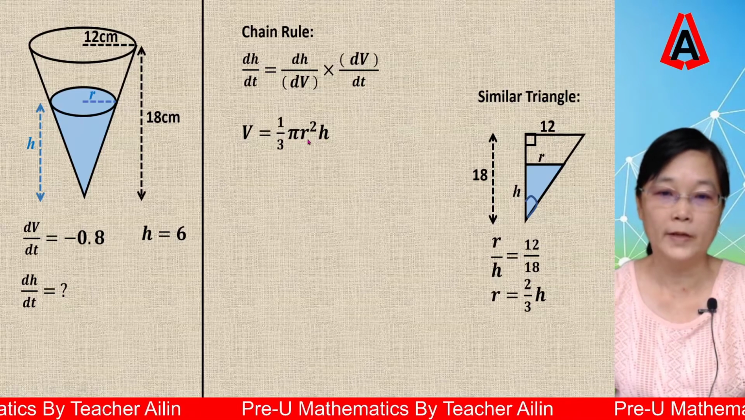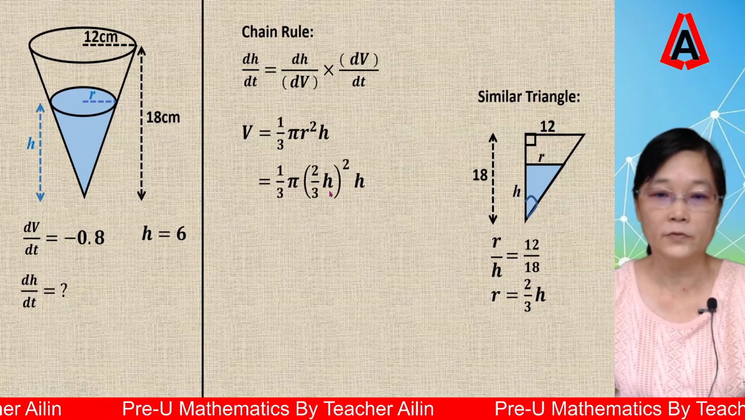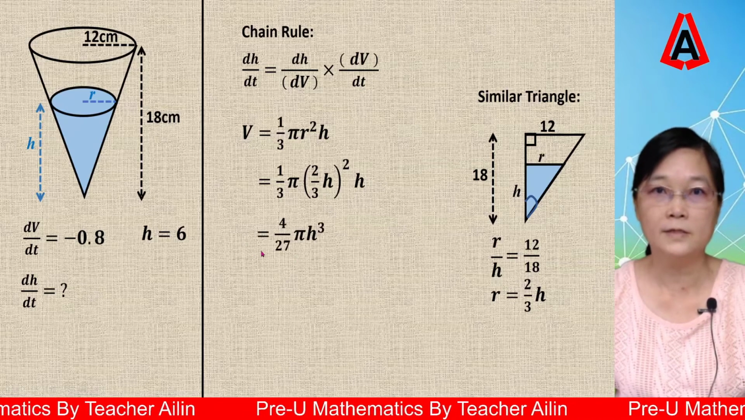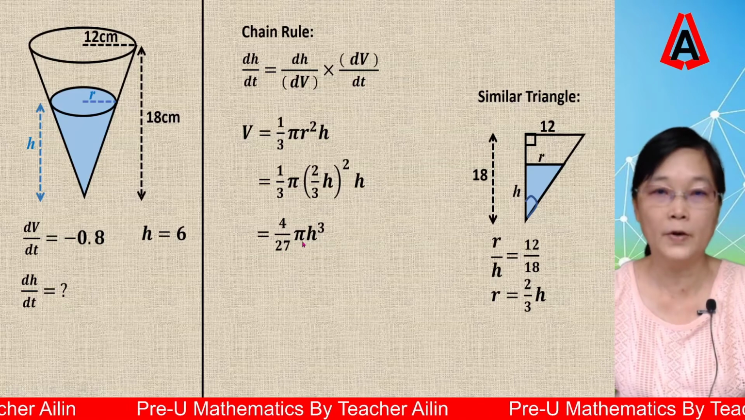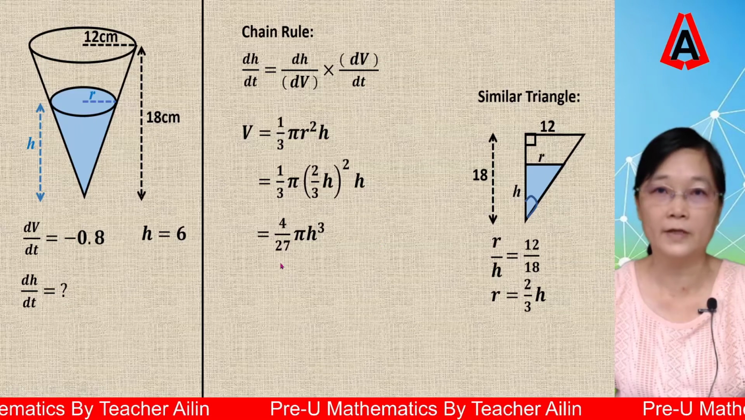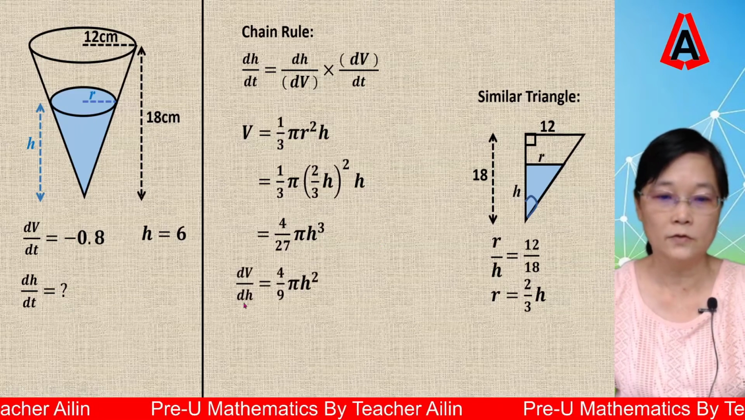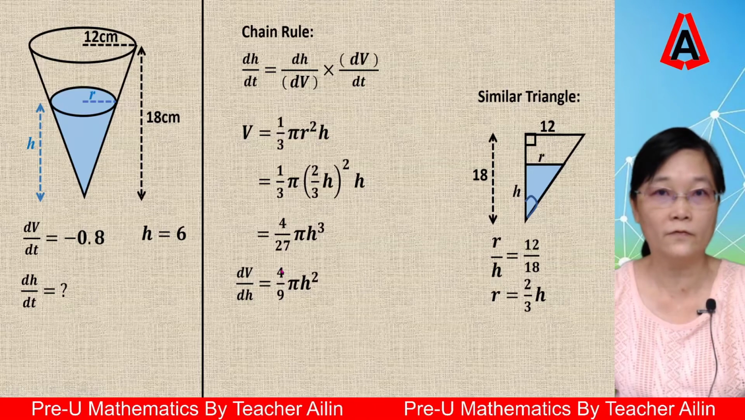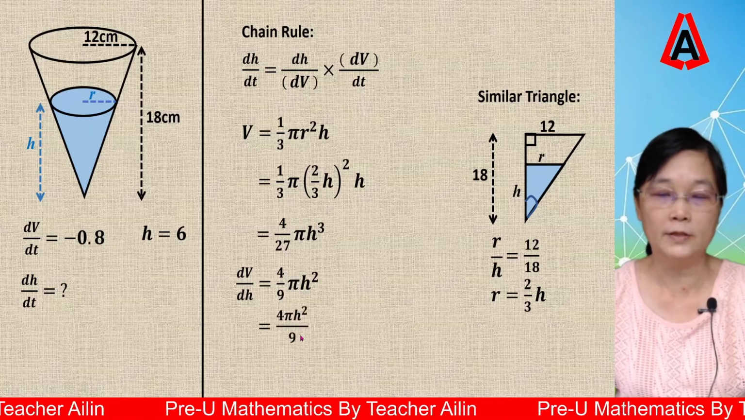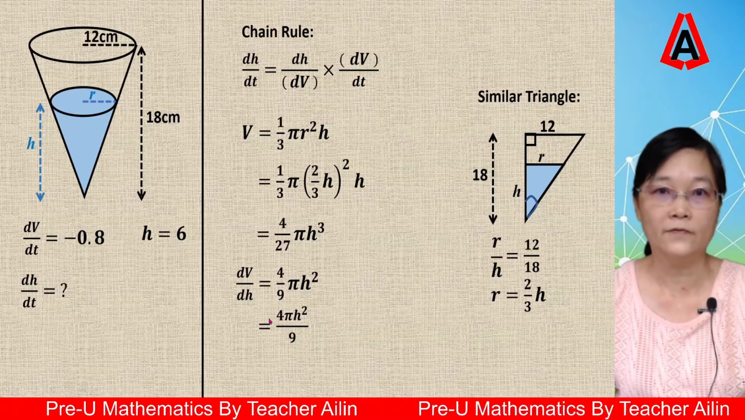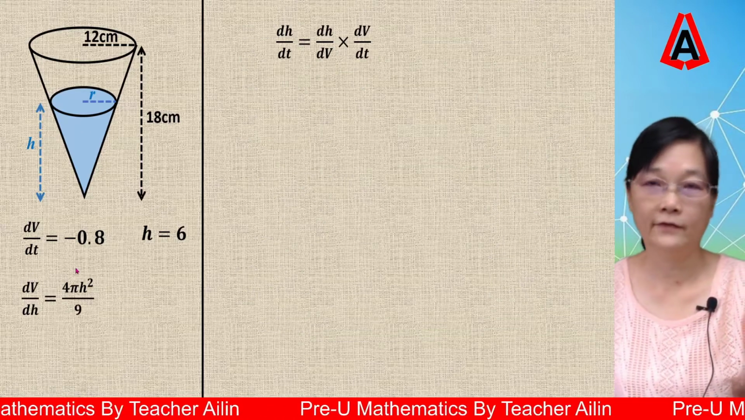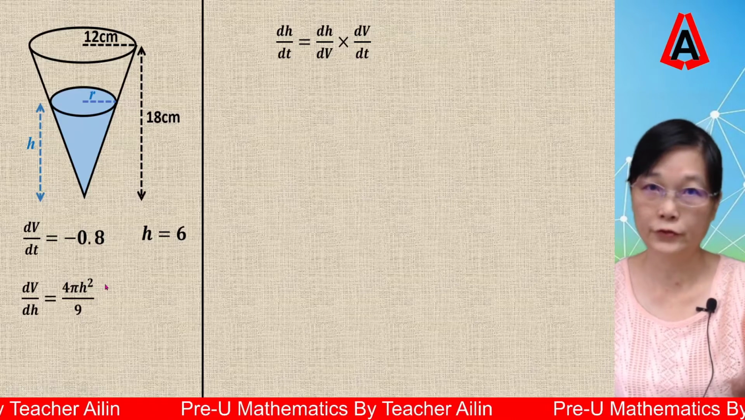Now I can replace the R in the equation with 2/3 H. Now I get V is equal to 4/27 π h³. So now I can differentiate V with respect to h. So dV/dh is equal to 4/9 π h². And when I put it in fraction form, it is 4πh²/9. Now we have got all the information that we need to do the calculation.